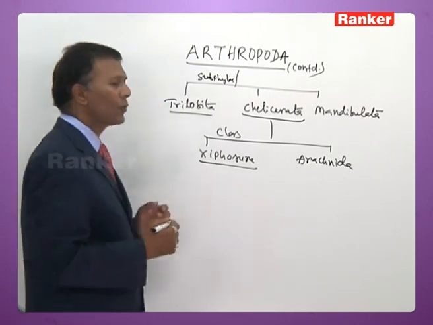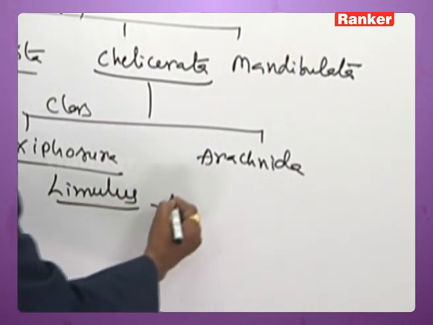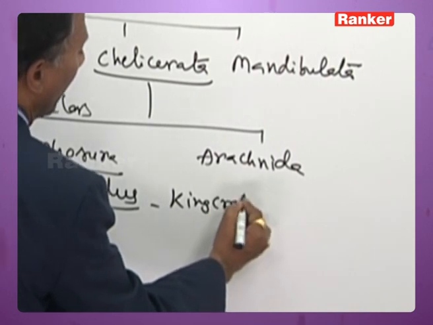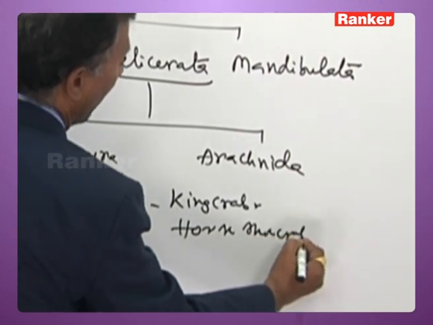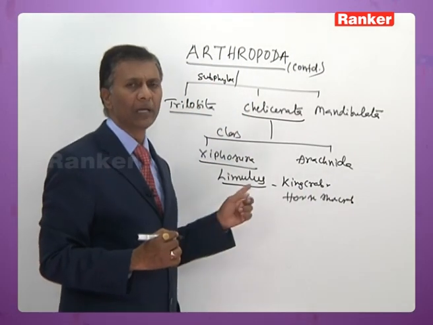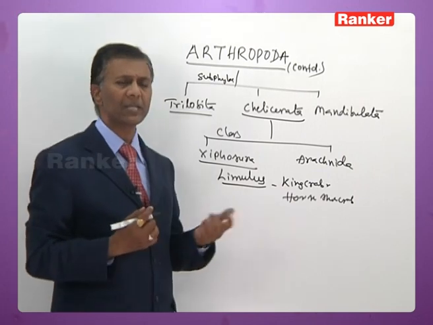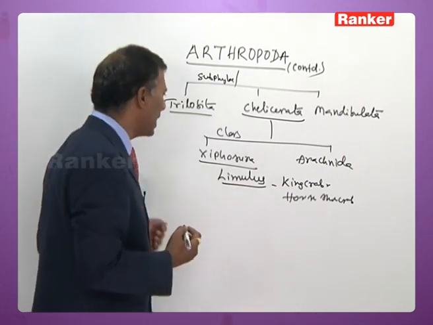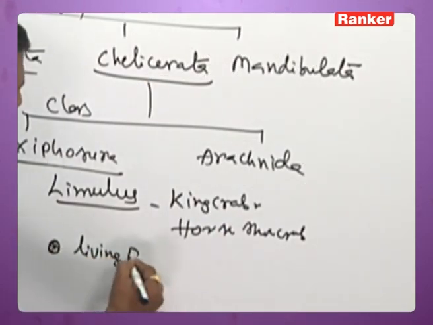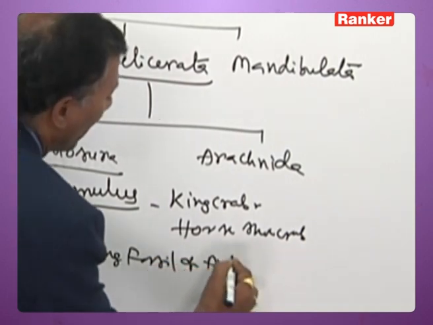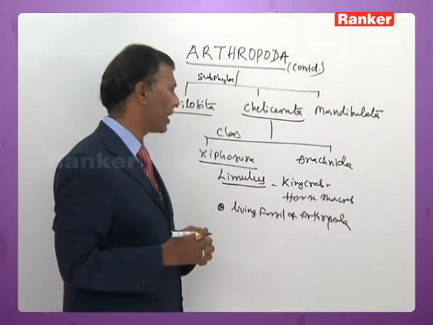The best example for Xiphosura is Limulus. This Limulus is commonly called king crab or horseshoe crab. This is the most important point, again from the MCET, AAP, M10 and all other exam points of view. You may get a question based on this common name, king crab or horseshoe crab. And it is the living fossil of Phylum Arthropoda.